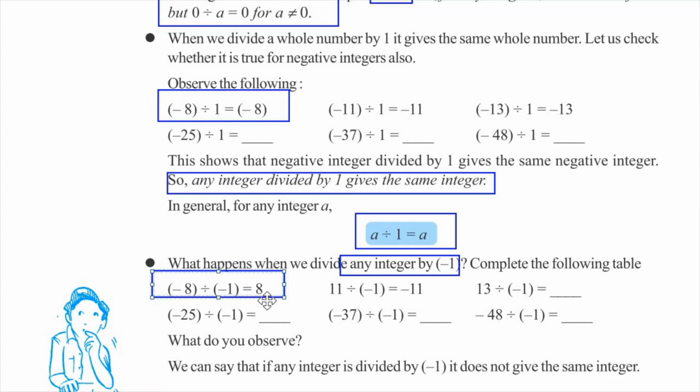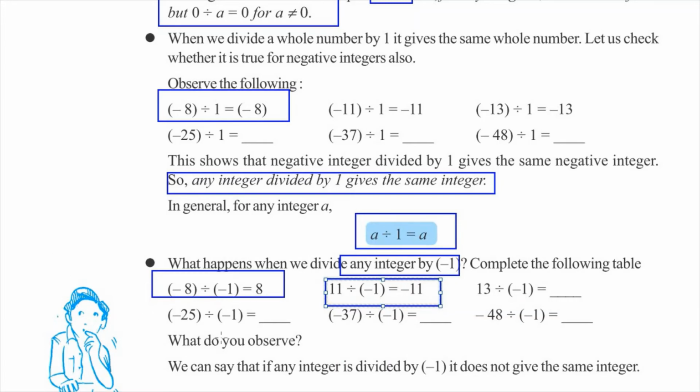So 8 divided by 1 is 8. Because they are both negative, it is plus 8. Similarly, if we divide plus 11 by minus 1, we have to divide them like whole numbers and keep the negative sign because the dividend, that is 11, is positive and the divisor, that is 1, is negative.